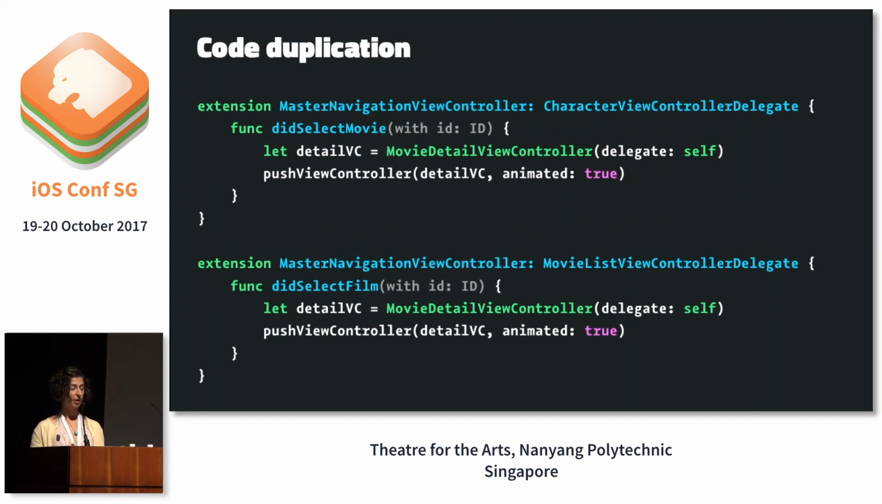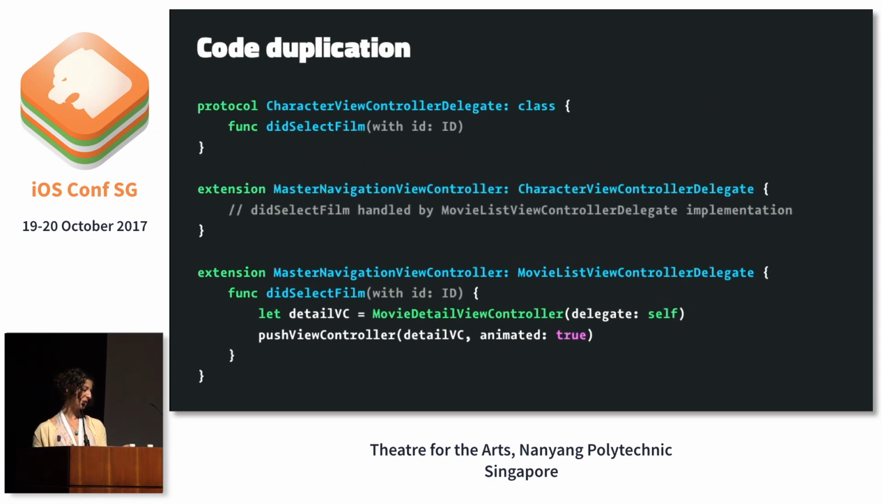And so then we look at the code in our master navigator, and sure enough, we see there are two implementations of these methods, and they do exactly the same thing. So maybe we're feeling crafty, and we're like, well, we'll just have one of them take care of it. We'll just get rid of the code from one, we'll change the name, so now both are called did select film, and now we can just rely on the implementation of one to handle the other.